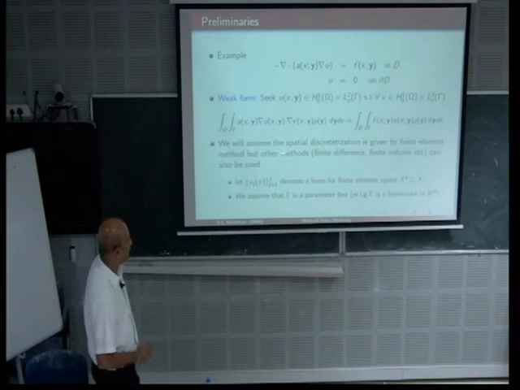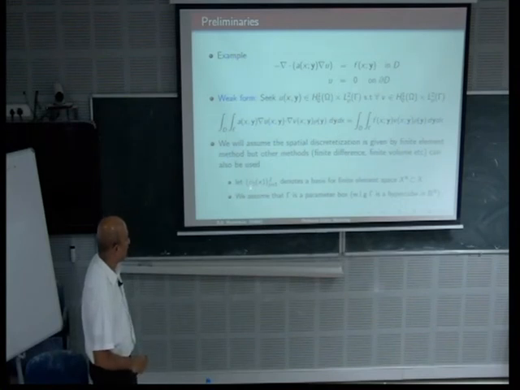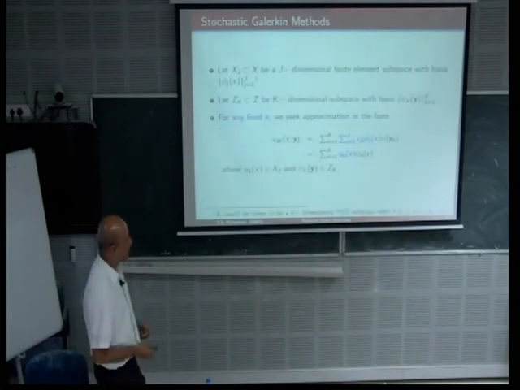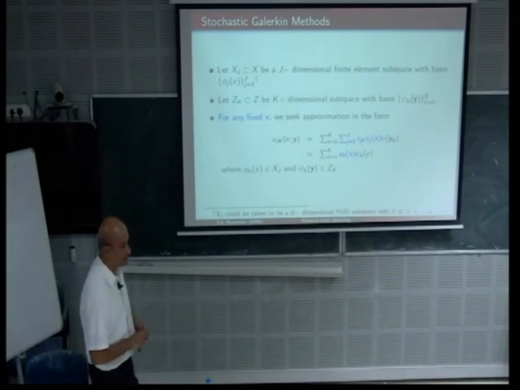So we are going to assume the spatial discretization is done by finite element. Of course, you could use other discretizations. Let's assume phi j is the basis for the finite element space. I'm going to assume gamma, this gamma is a parameter box, a hypercube in R^n. I'm assuming it is possible to parameterize the random fields by a finite number of random variables.